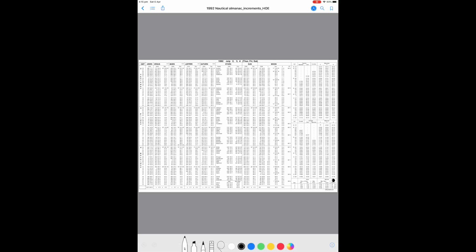You can see that this is the 1992 almanac, and 4th of July is somewhere here. The sun's meridian passage is given here in the right hand corner. If you see this column here, this is the meridian passage column. It says Mer. Pass. 4th of July is here, and the meridian passage time is 12:04. So that's the local mean time of the meridian passage.